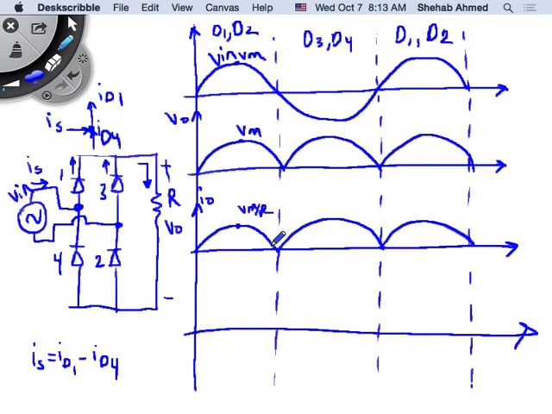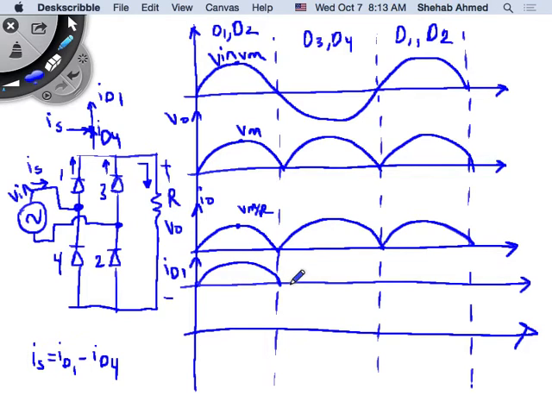So ID1, I will draw it in blue, because I need ID1 and ID4. So ID1 is equal to what? In the first half cycle, ID1 is conducting, so ID1 is equal to I output. So it looks like this. This is I output.